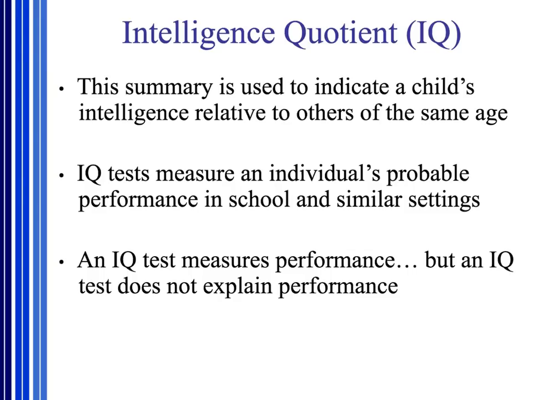The intelligence quotient. This summary is used to indicate a child's intelligence relative to others of the same age. IQ tests measure an individual's probable performance in school and similar settings. An IQ test measures performance, but an IQ test does not explain performance. Why is a child intelligent? So that's a bigger question. Or why is this child more intelligent than that child? That's an even bigger question. And then, how do we make children more intelligent? Is it nurture? Is it nature? What is it? That's probably the biggest question.